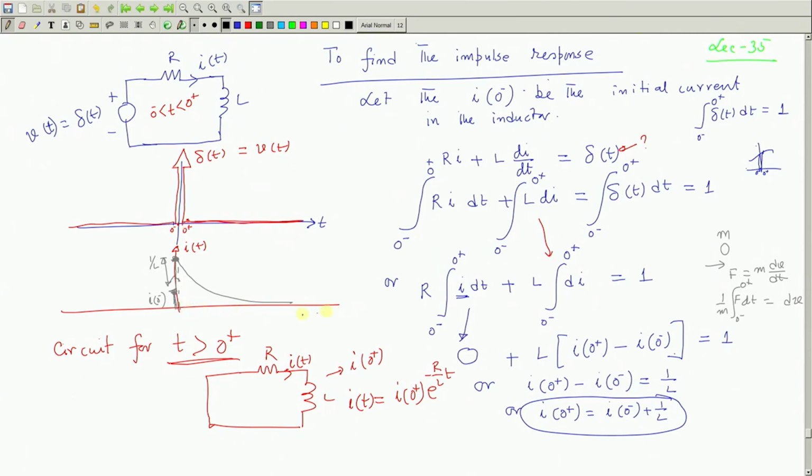So, after that the circuit will be like this. Now, the question is, such a circuit can have a current provided there was some initial current. If there was an initial current I 0 minus, which will be known to me, then what the impulse does is change that initial current to I 0 plus following this relationship. Got the point? So, this is the point.